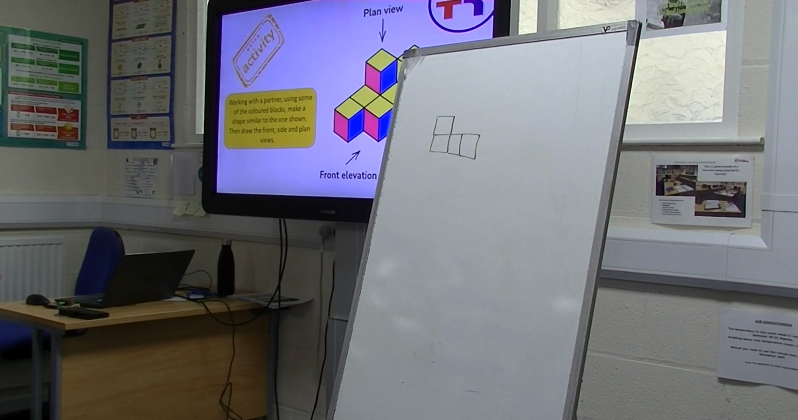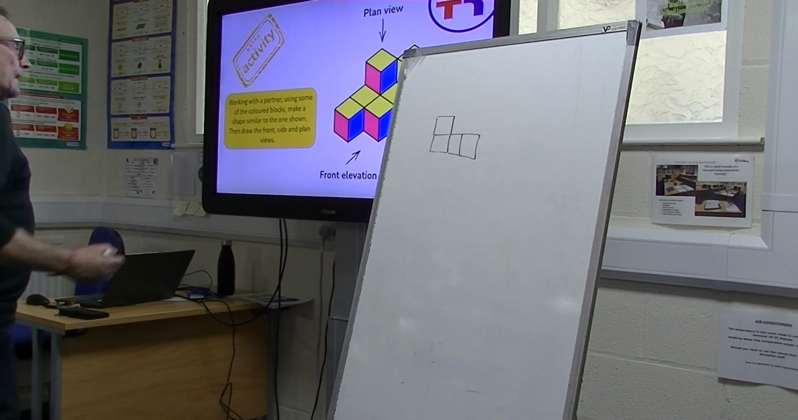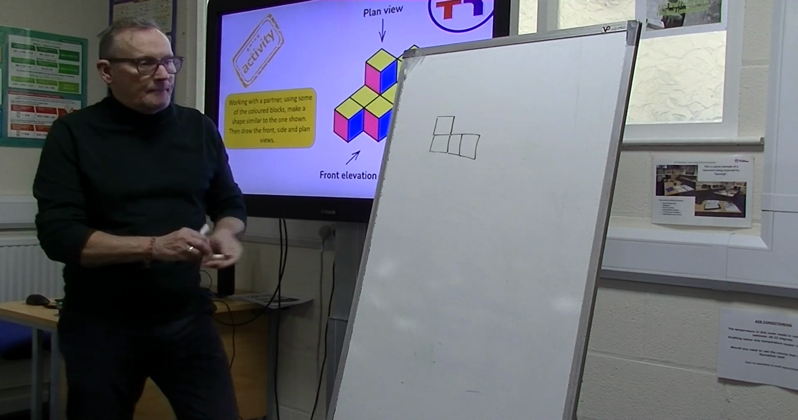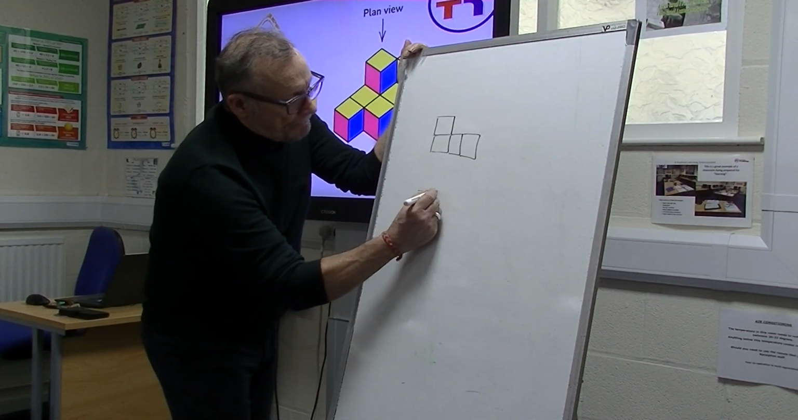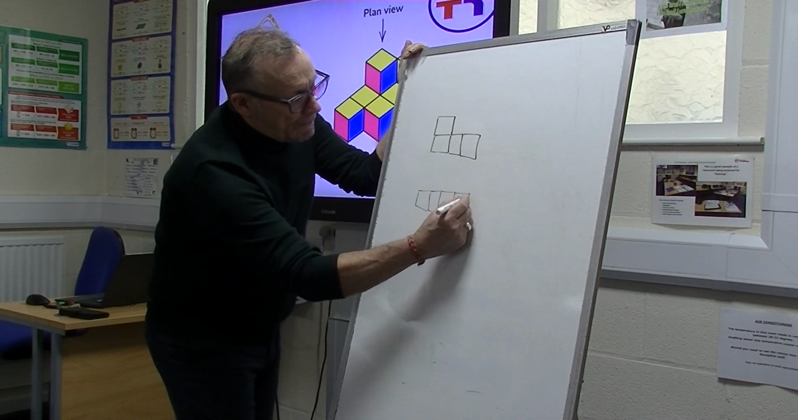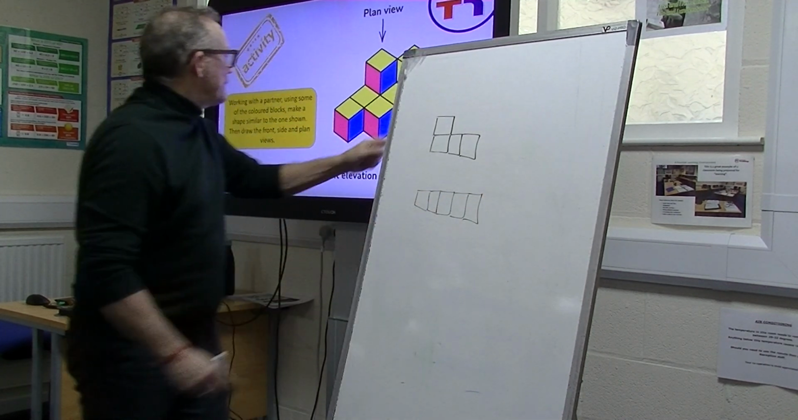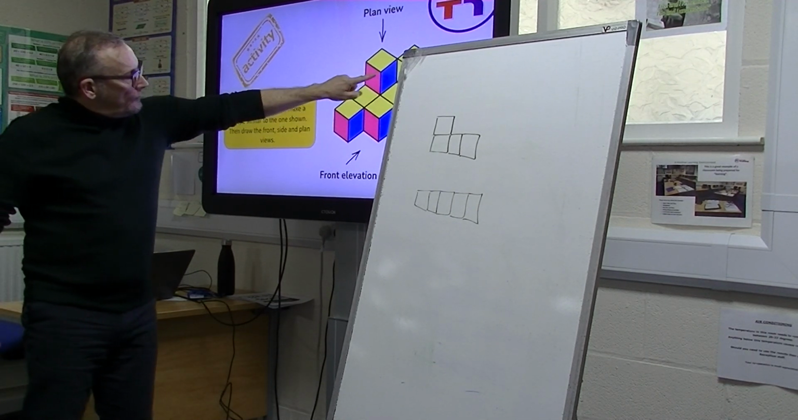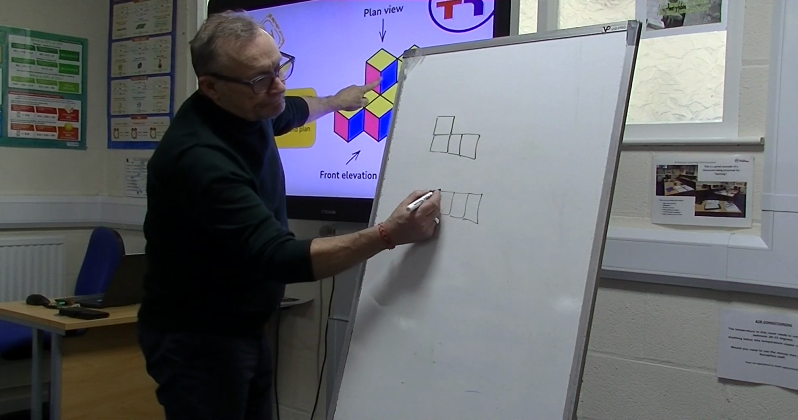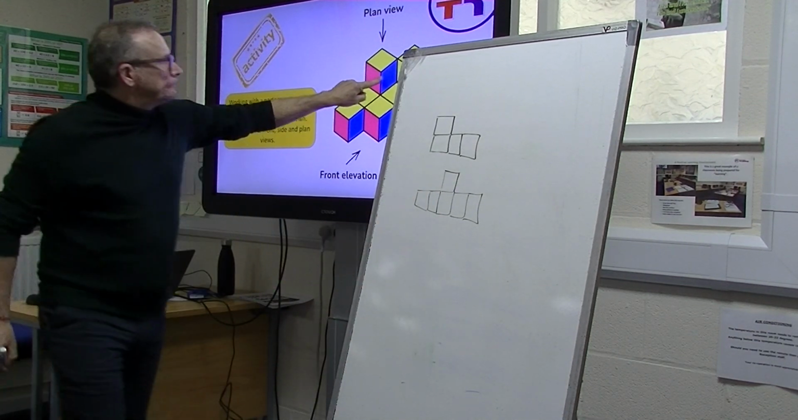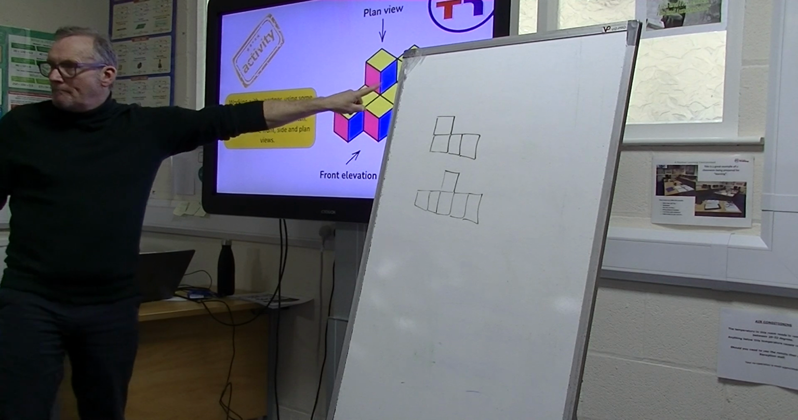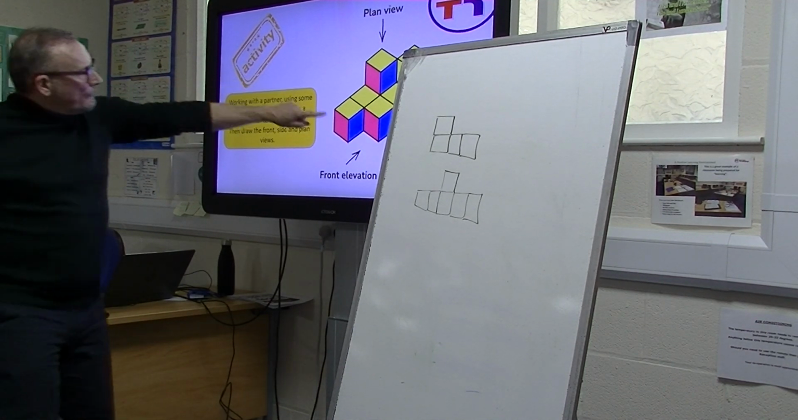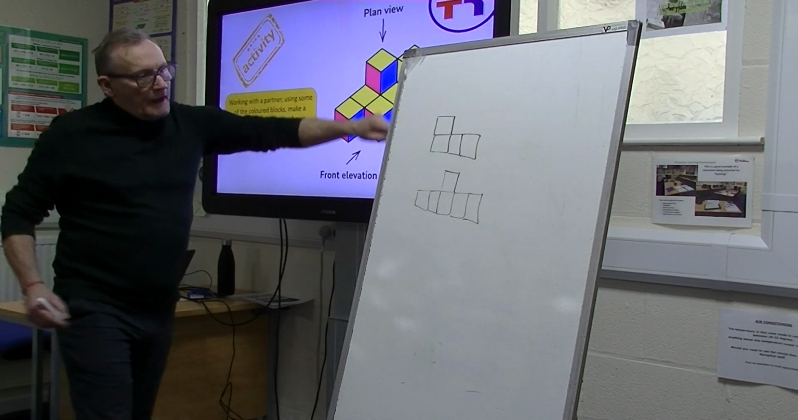That's the front. If I look at it from the side, I can see that it's 1, 2, 3, 4, 5 wide. They're the blue ones. There's 1 there, but it's on the top of the 3rd block in. If I'm looking down on the top of it from the plan, 1, 2, 3, 4, 5.